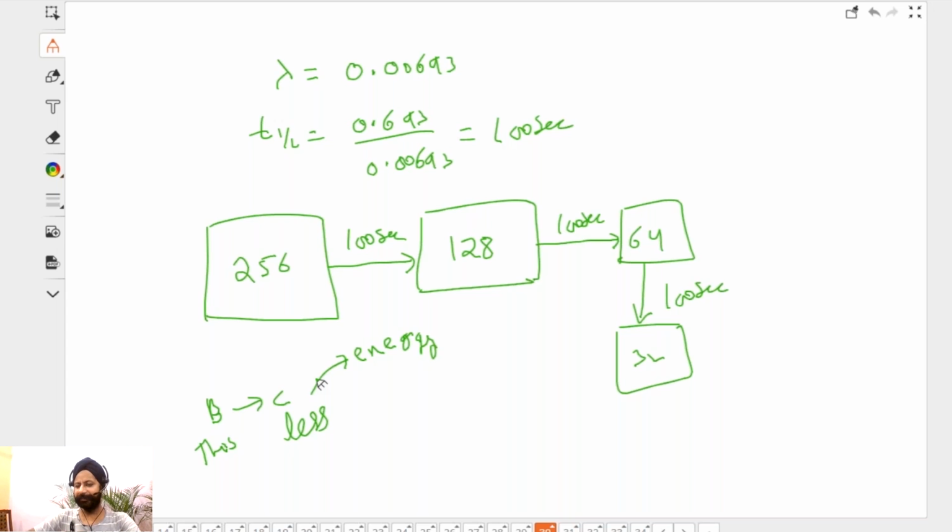It will be given. So Sai Kumar, the decay constant is something that you find experimentally. You should be given that. And if you're not given it, you'll be given the half-life and you have to calculate lambda, right? So lambda is a constant that is experimentally found. Okay? Any questions, please ask.